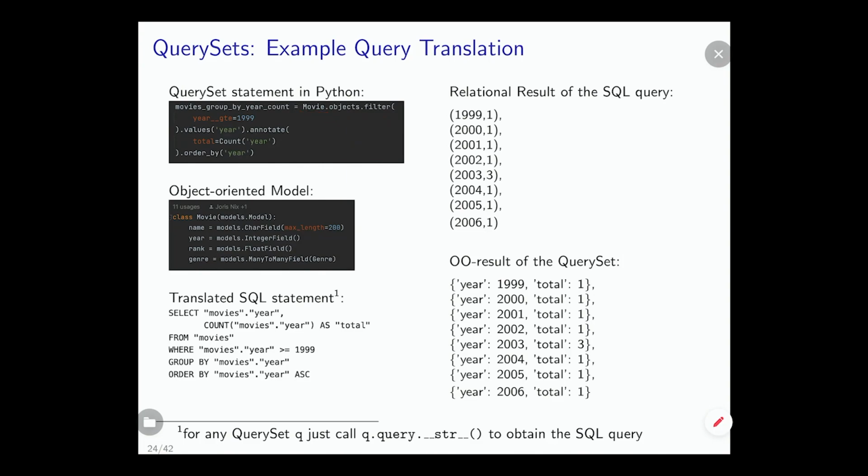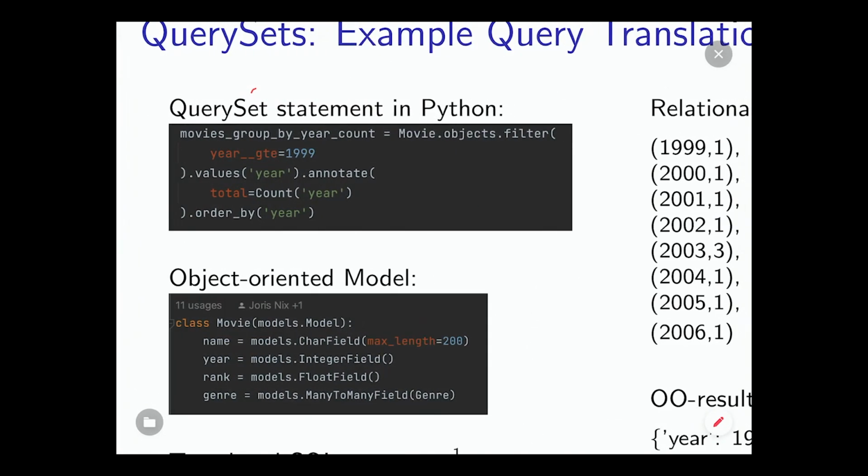Then you have to specify inside brackets what is the attribute name. Can I zoom in a little bit? Okay, so that's the attribute name year. And then there's no direct operator greater equal. You have to use the syntax underscore underscore greater equal 1999. That's how they did that.